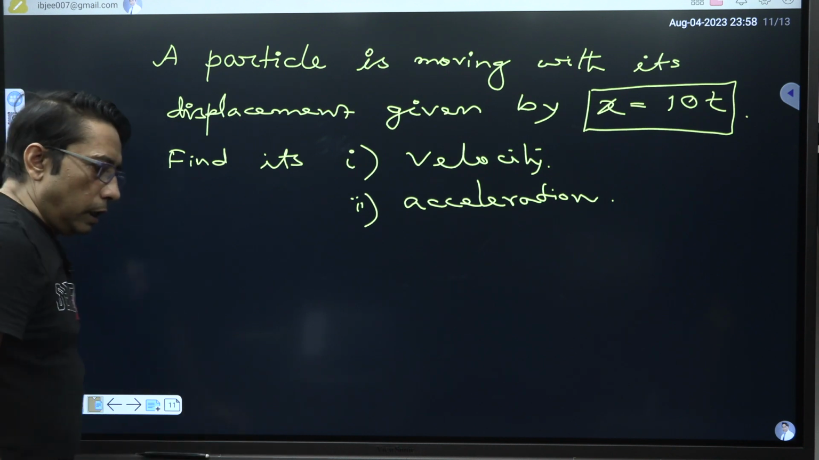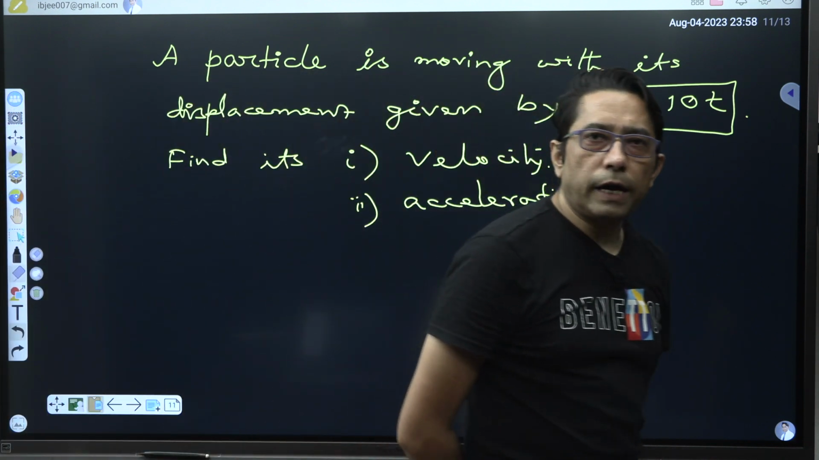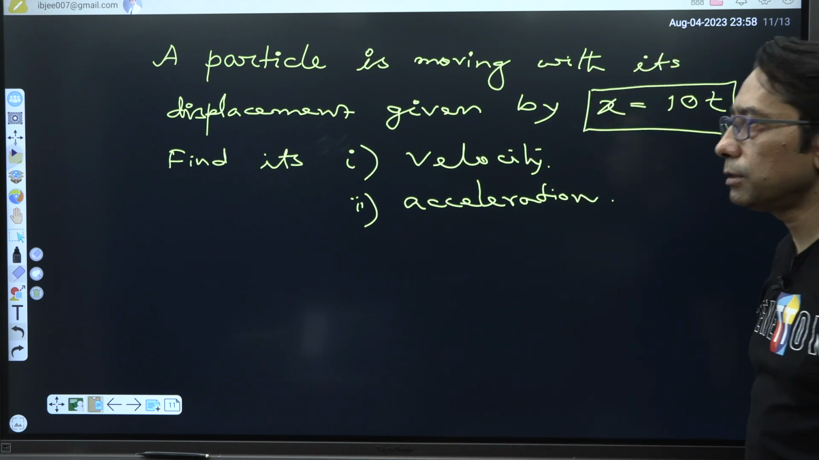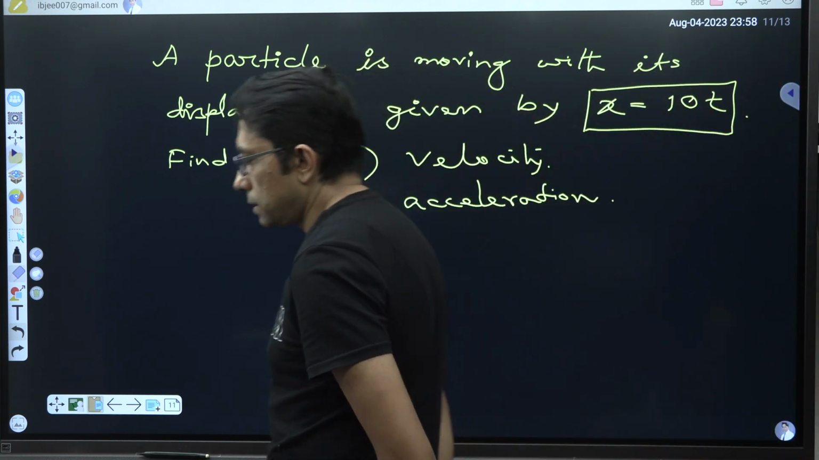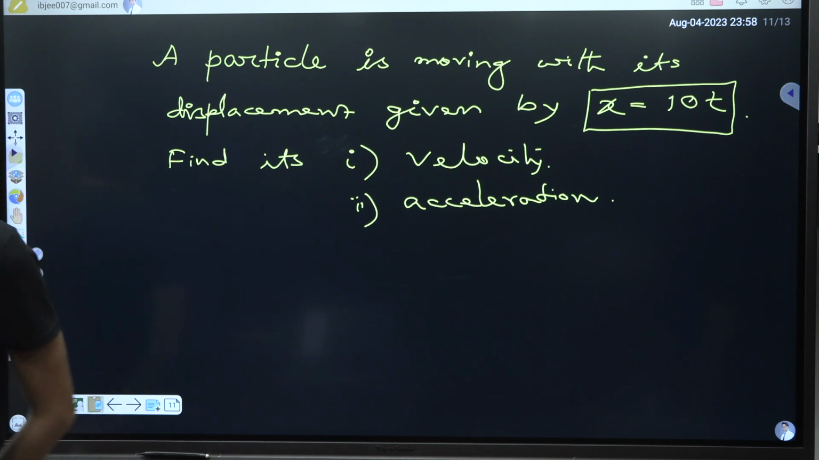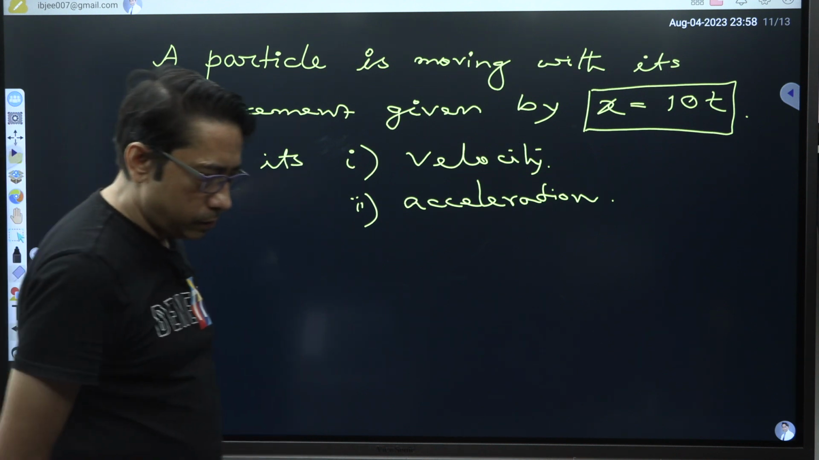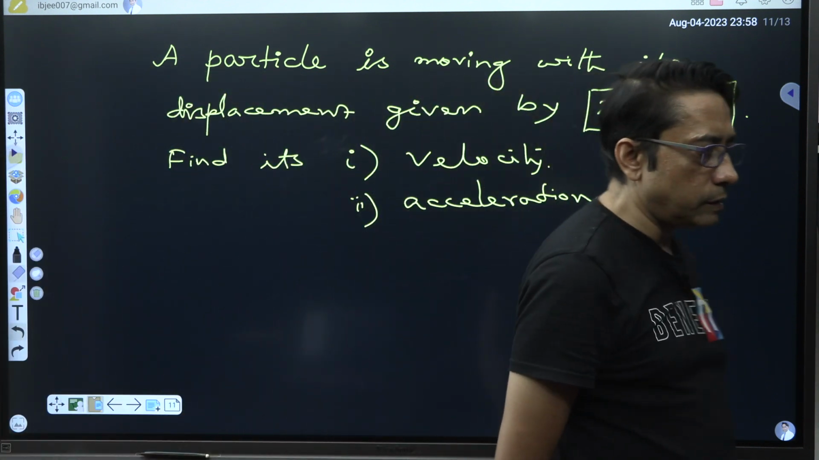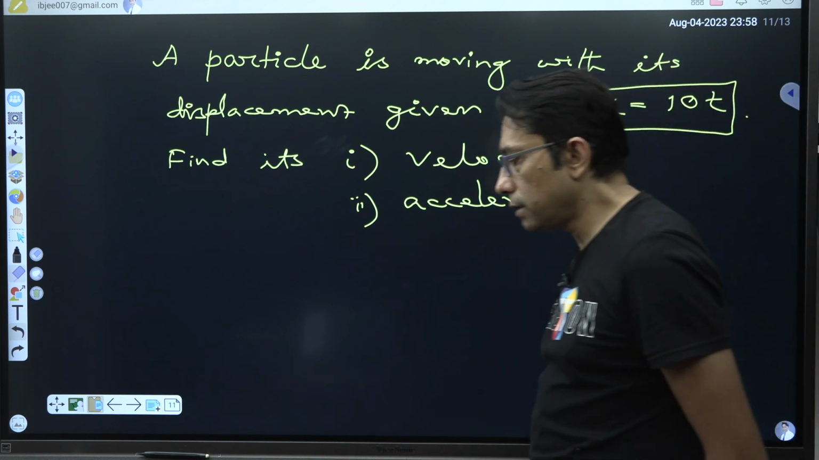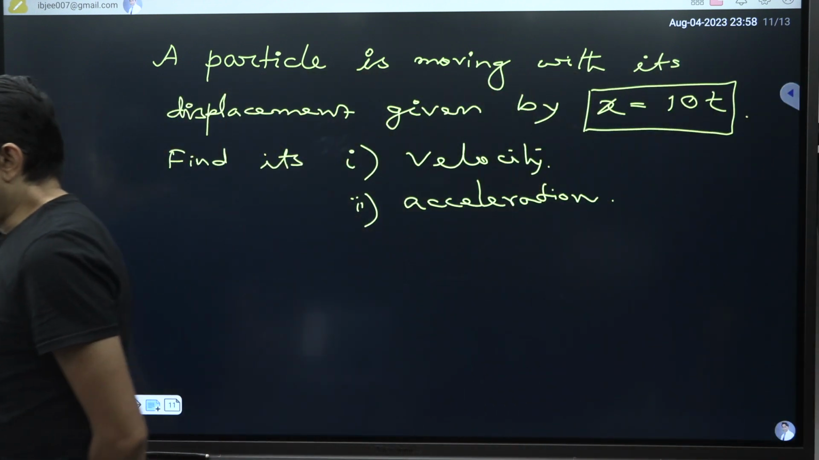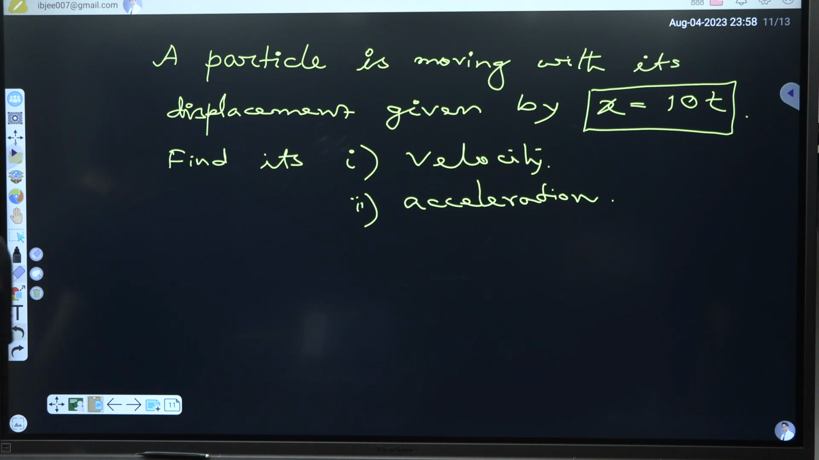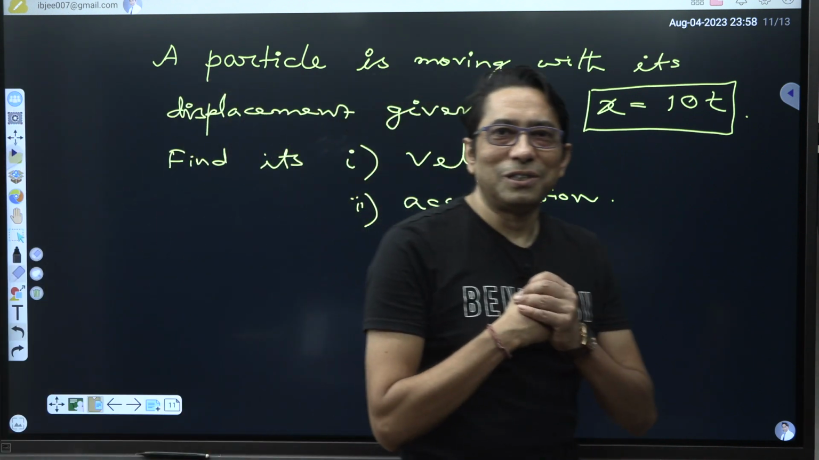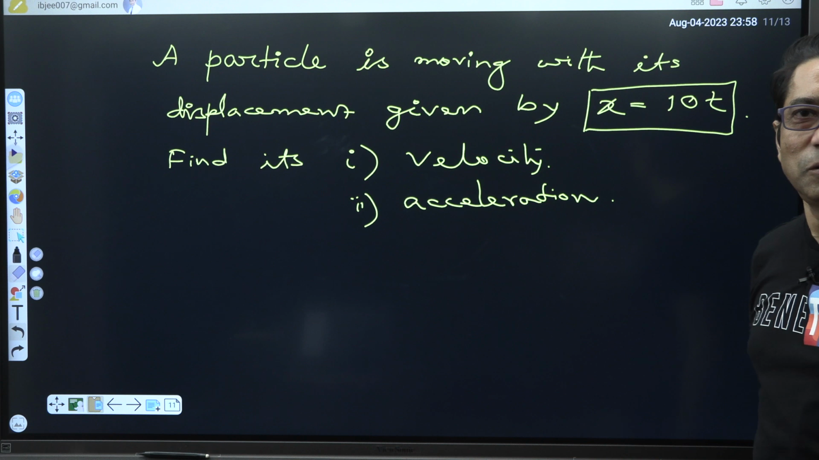Chalo, you are given 7 minutes of time. Quickly tell the answer. So velocity is 10 meter per second. Right answer. Acceleration. Sir, acceleration 0. Very good.